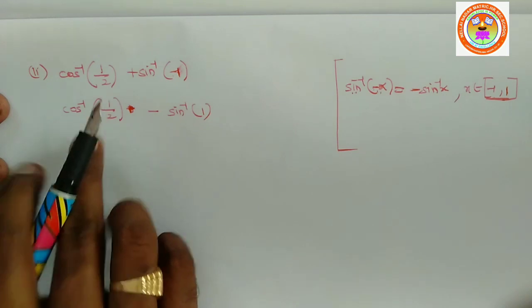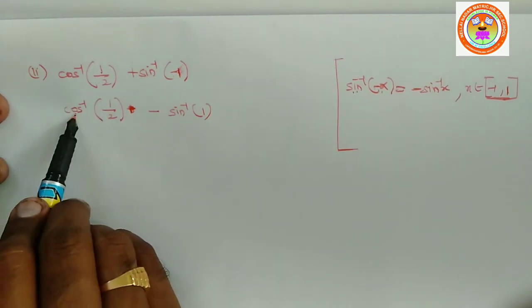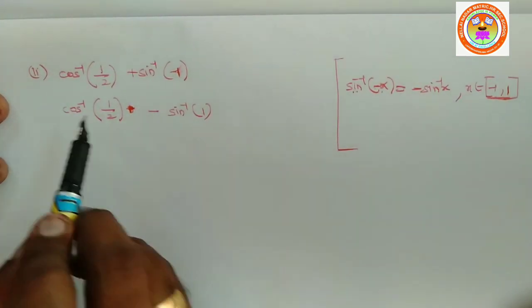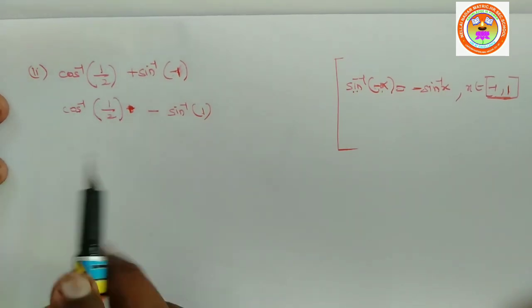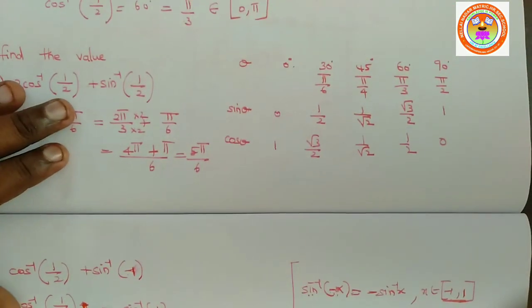So it's happened. Cos inverse of 1 by 2. Cos is followed by value, sin is followed by value. First in cos we need to find the 1 by 2 value. In cos we find the 1 by 2 value.